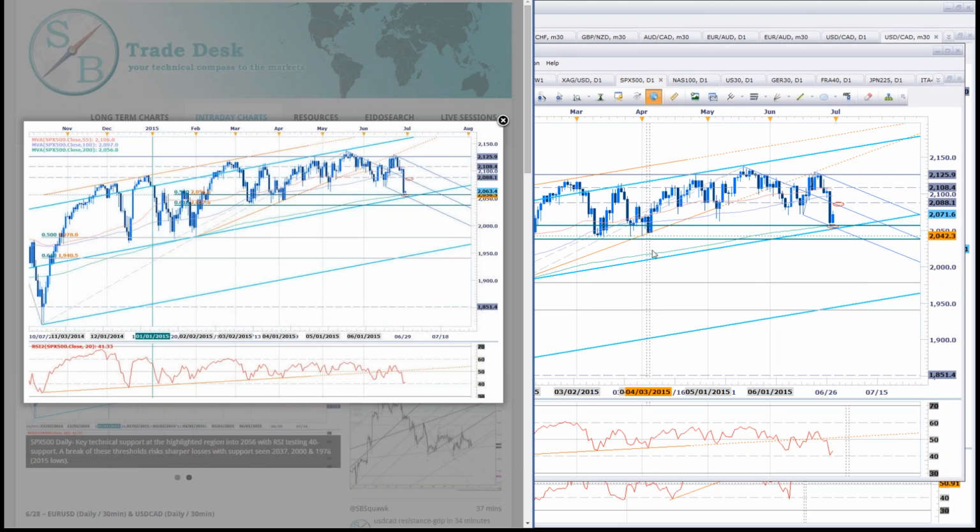Any questions on broader risk? It's going to be very interesting to see how markets react to this Greek debacle. We've heard about it for months and months and months. And we'll see if it triggers this near-term correction.